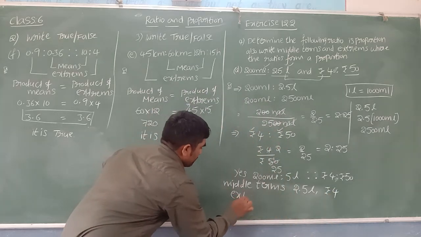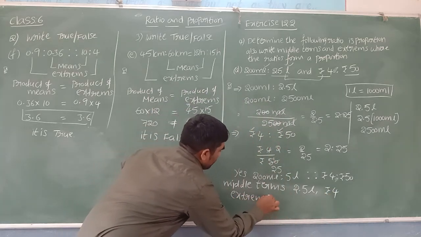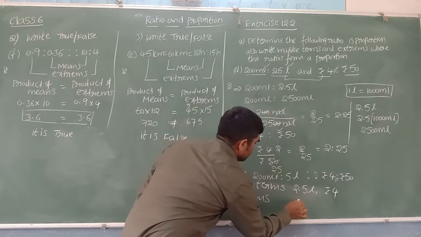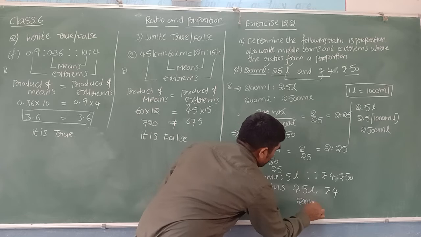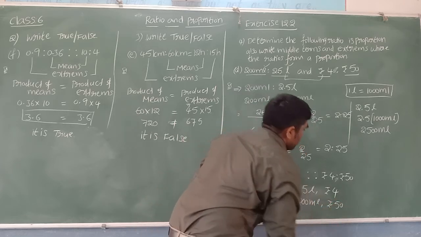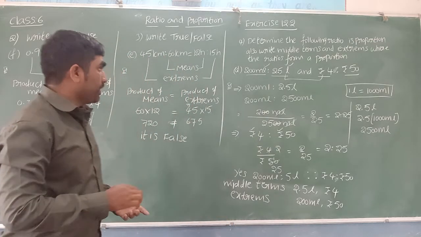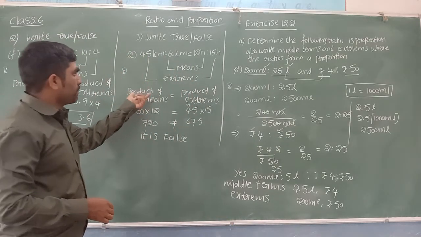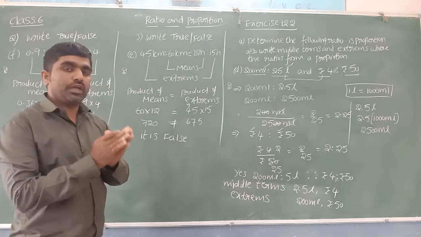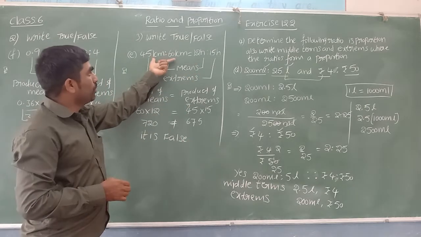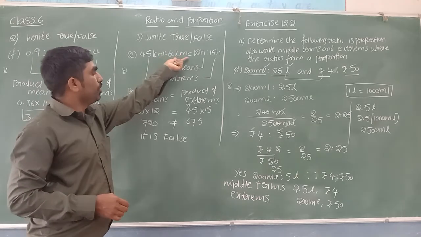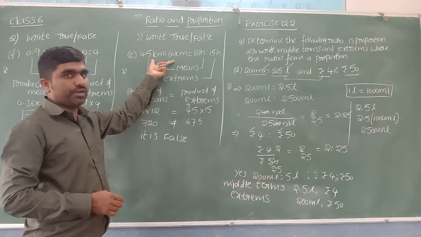And we write the extremes. Here the extremes are 200 ml comma rupees 50. And when you are going to apply this formula, simply don't multiply the product of means and product of extremes. Before that, you can check once whether these two quantities have the same units or not. Yes, both are the same units.